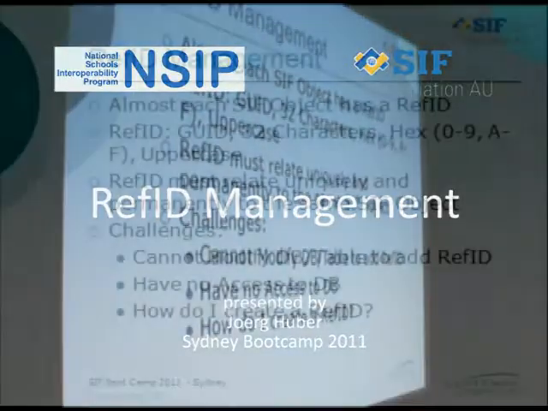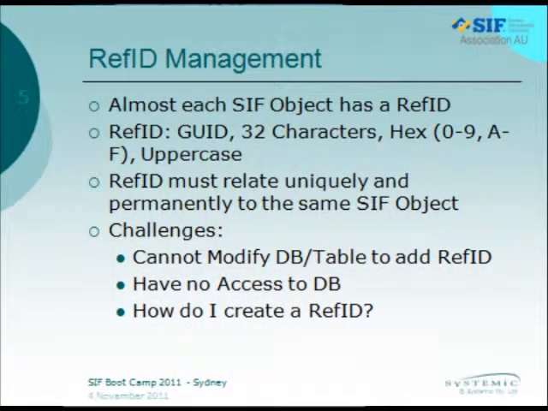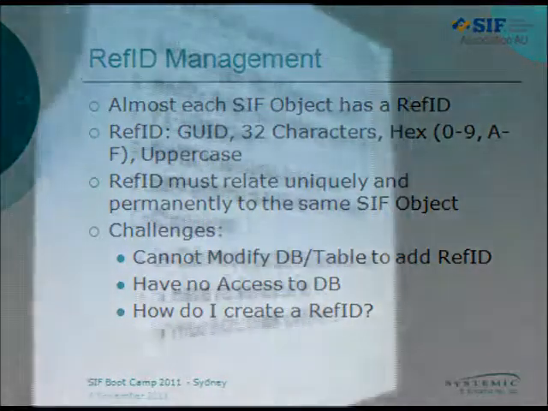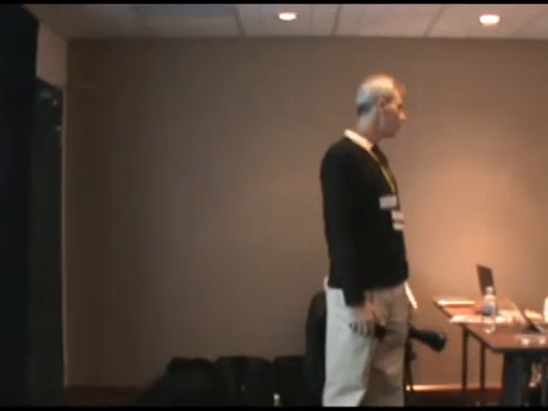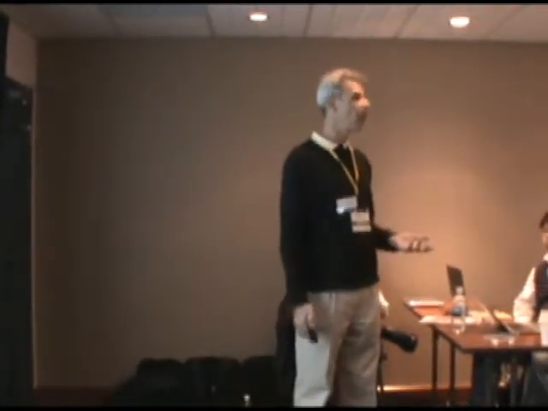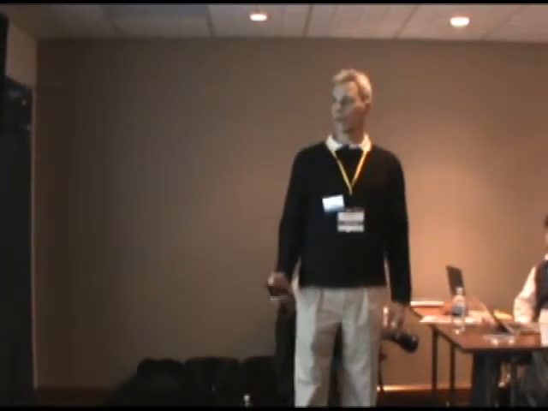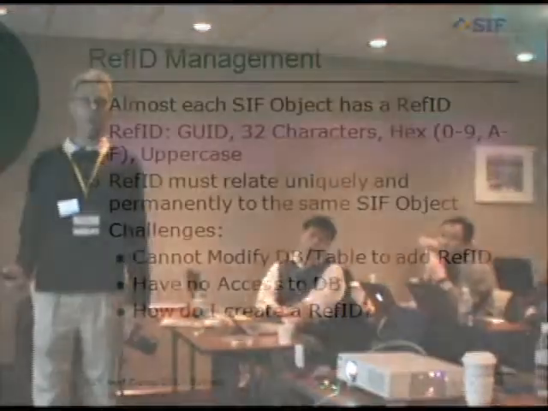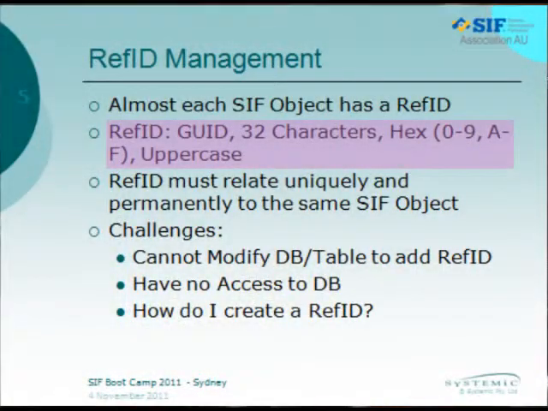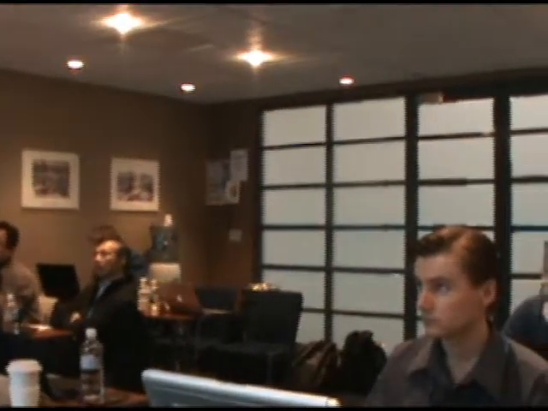Now, RefID management. That's a topic that might sometimes be a bit underestimated. Let me say what it's supposed to do. You've seen in many objects, you know what a RefID is. It's a globally unique ID for an object. Its definition in the context of CIF: it's a GUID, exactly 32 characters, all uppercase, and these are the only characters allowed. So no dashes, no other things, no spaces, nothing.